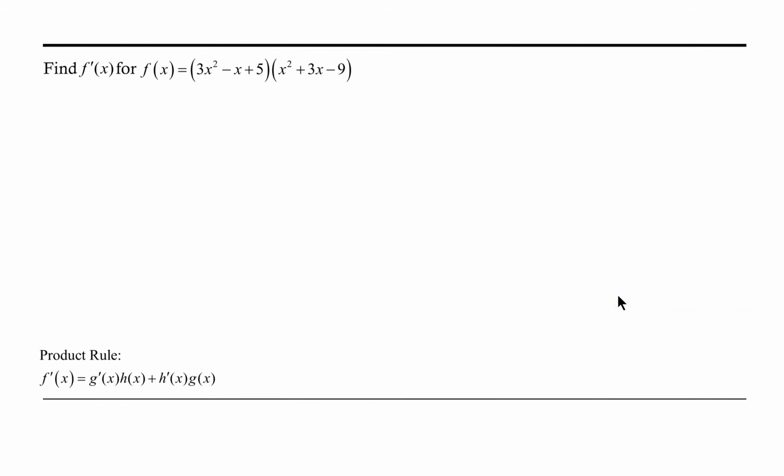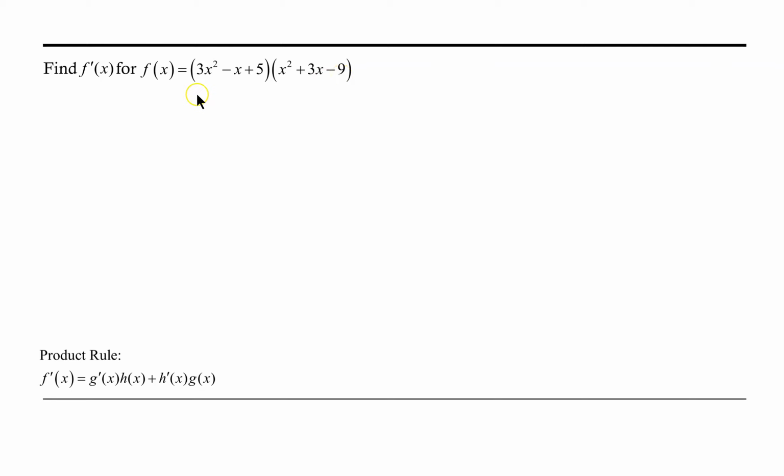Let's take a look at some examples of applying the product rule to some functions. Our first example here is find f prime of x for f of x equal to the quantity 3x squared minus x plus 5 multiplied by the quantity x squared plus 3x minus 9.